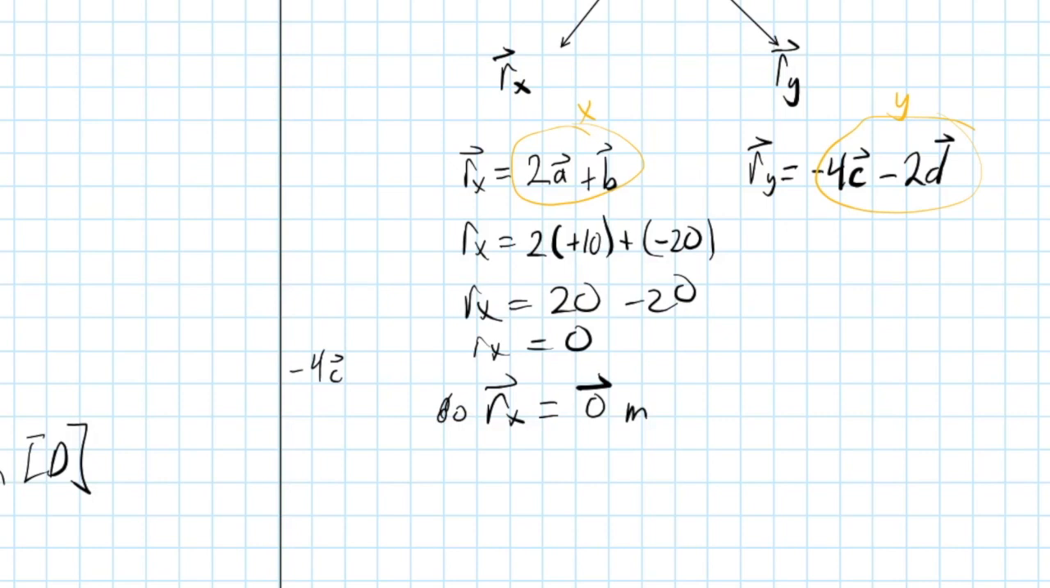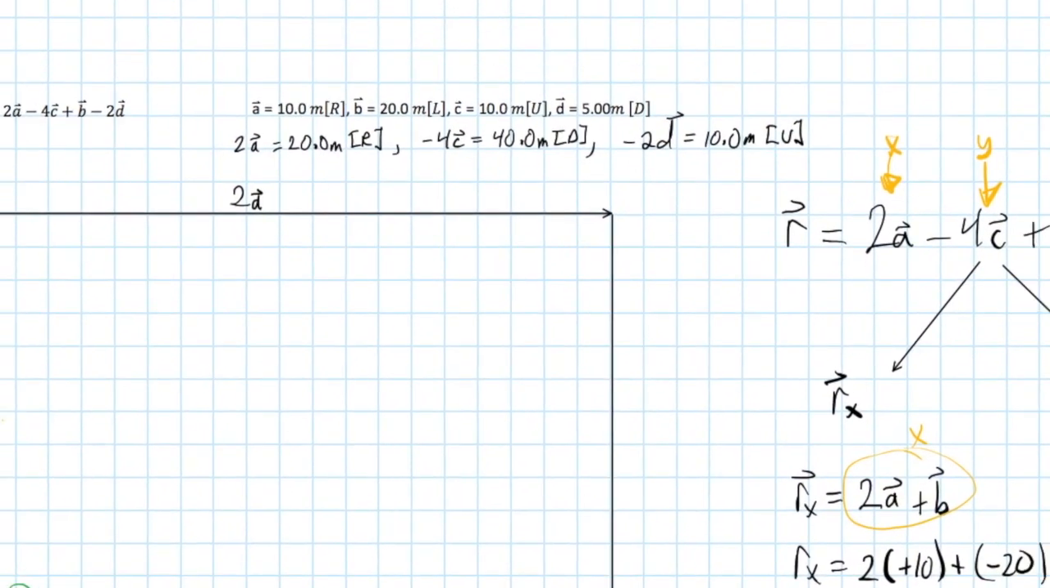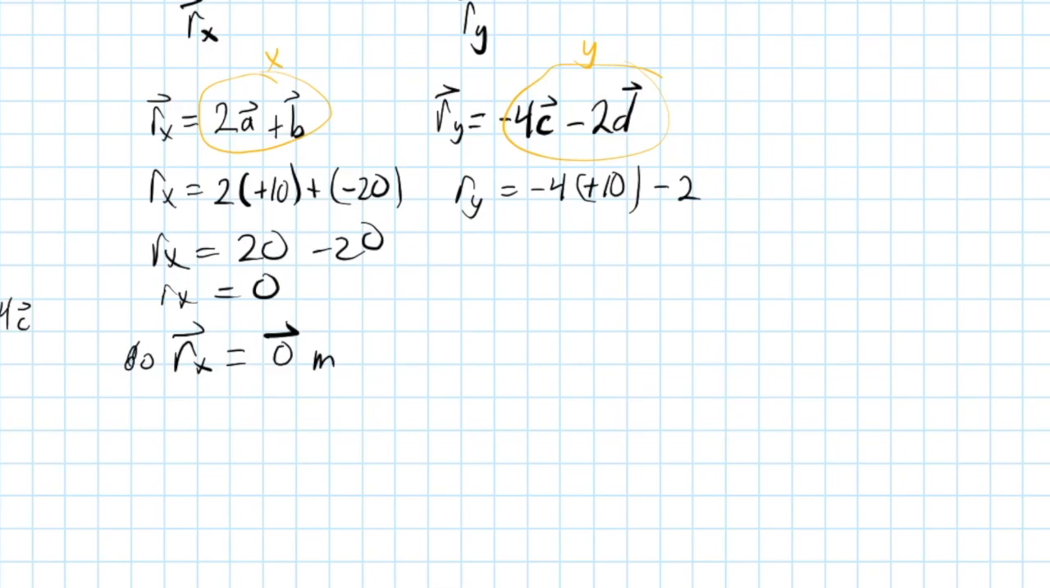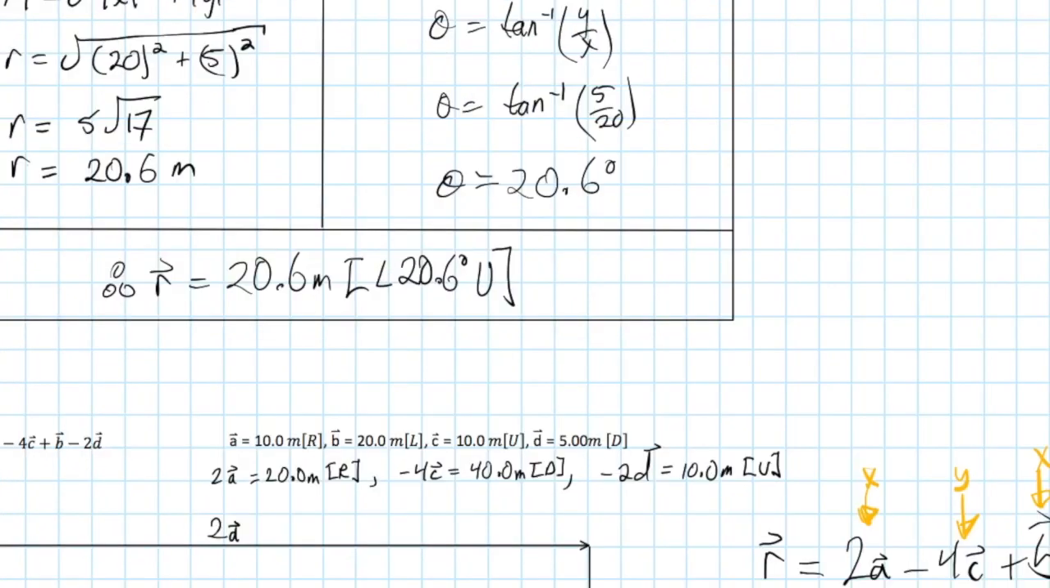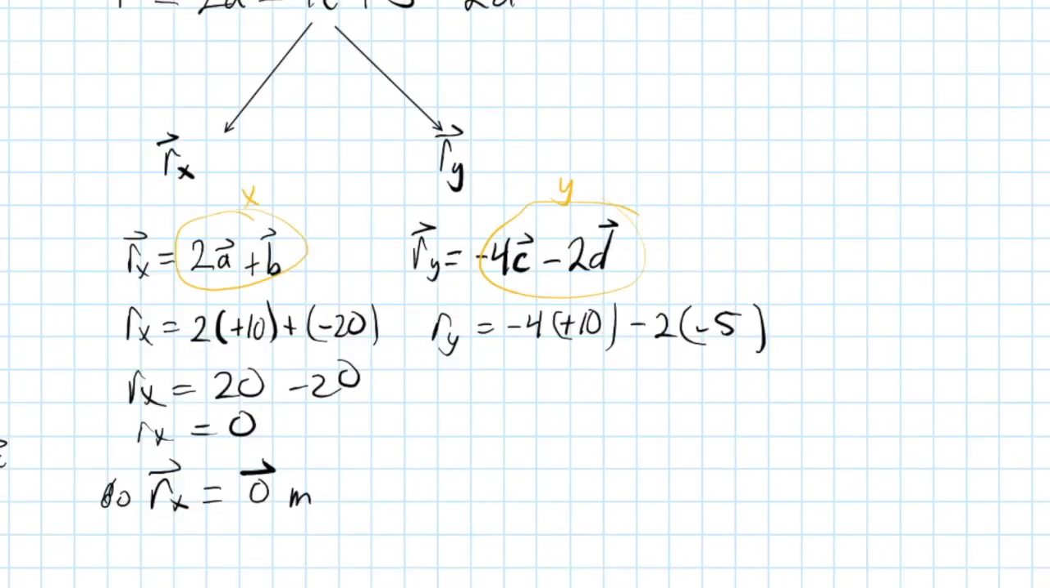Next, let's focus on ry. Ry is equal to negative 4 bracket. We have to see what c is equal to. This is c, and it's 10 meters and it's up. So c should be positive 10, minus 2 bracket. Let's figure out what d is. D is 5 meters and it's down. So that should work out to negative 5. So ry is equal to negative 40 plus 10. Ry is equal to negative 30 meters.